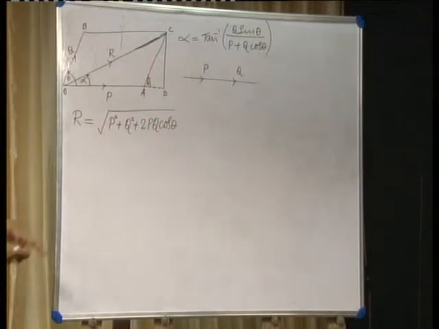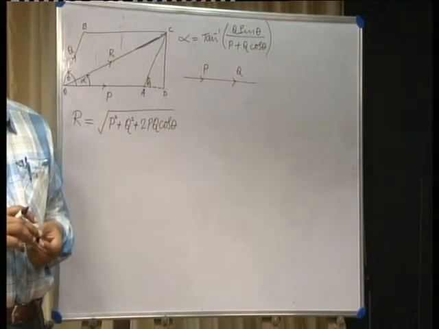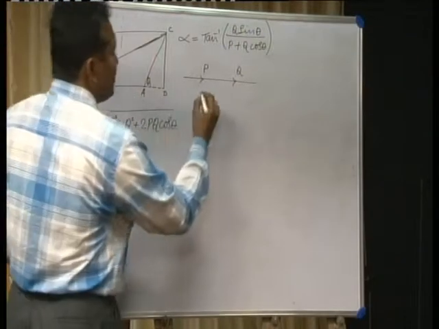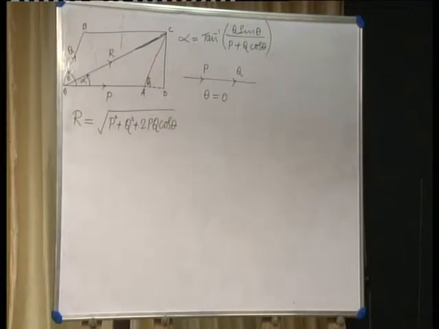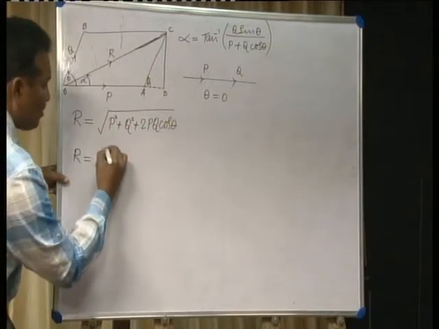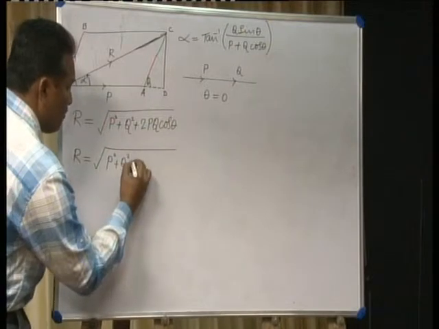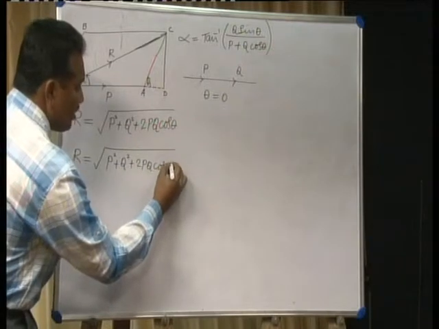Now, the thing is, if two forces act along the same line in the same direction, they are definitely parallel forces. I mean, between two parallel lines, the angle of inclination is definitely zero. So here P and Q are unknown, but the angle of inclination between P and Q is 0 degrees. Therefore, while finding the magnitude of the resultant, you can write R is equal to square root of P square plus Q square plus 2PQ cos theta, where theta is 0 degrees.